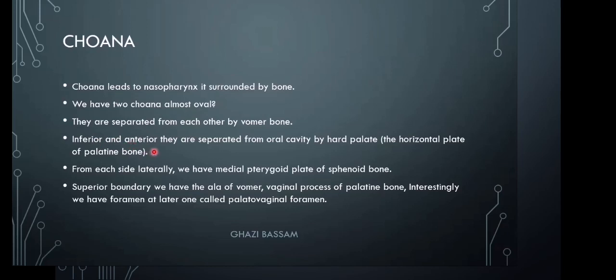Inferiorly and anteriorly, they are separated from the oral cavity by the hard palate, being more specific, the horizontal plate of the palatine bone. And from each side laterally, we have the medial pterygoid plate of the sphenoid bone. At the superior boundary, we have the ala of the vomer and the vaginal process of the palatine bone, and more interestingly, we have a foramen at the latter one, called the palatovaginal foramen, which also leads to the nasopharynx.